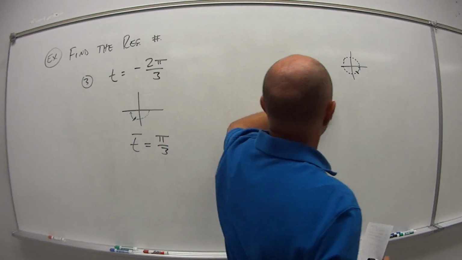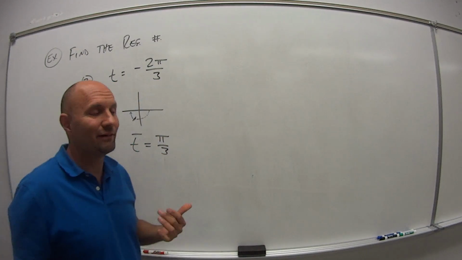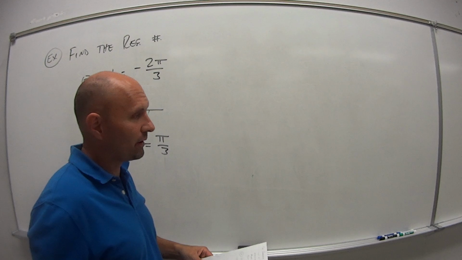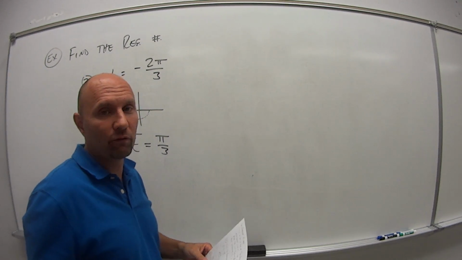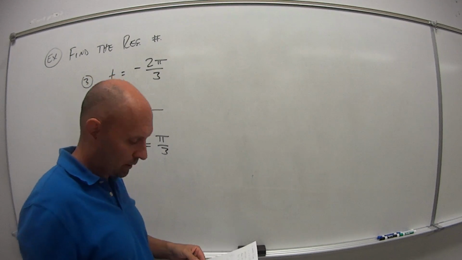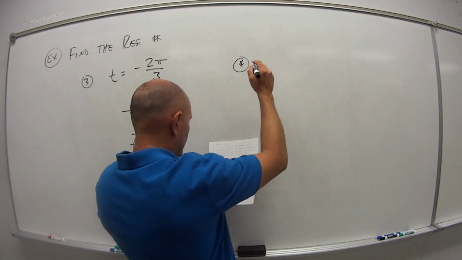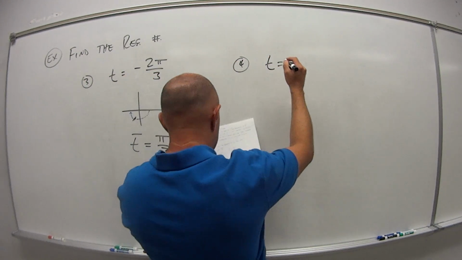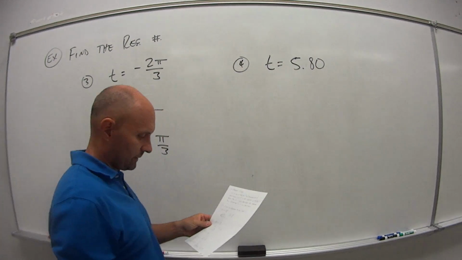Where it gets a little tricky, and to be honest with you, this is more of a couple homework problems. You're not really going to see this throughout the semester. You won't see it on any of my exams. I don't ever recall seeing it on the final exam, so you probably won't see it there. But they like to give you this one here. If t is equal to 5.80.